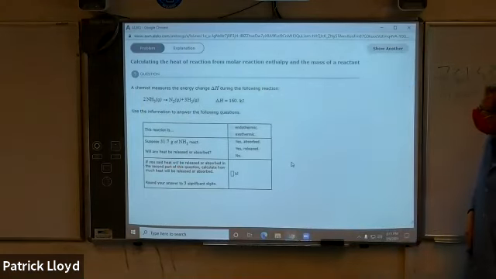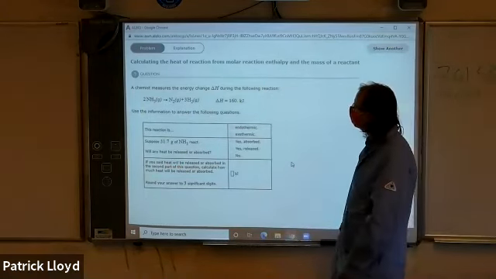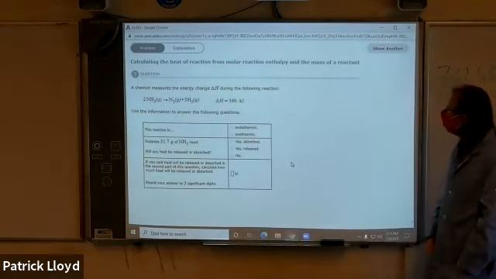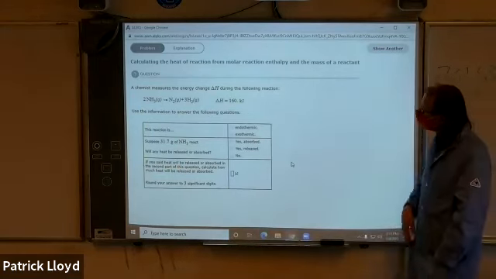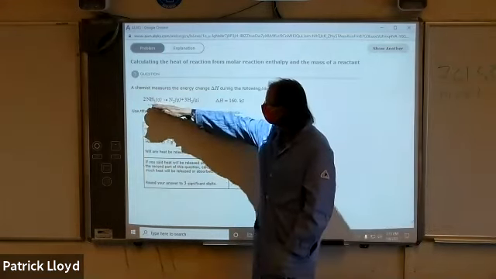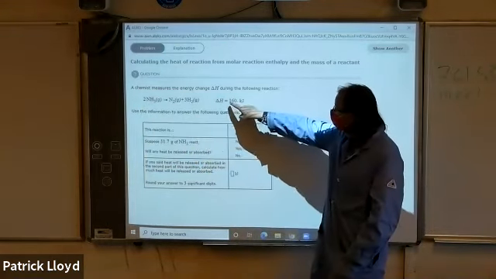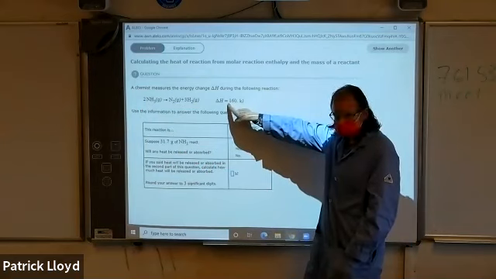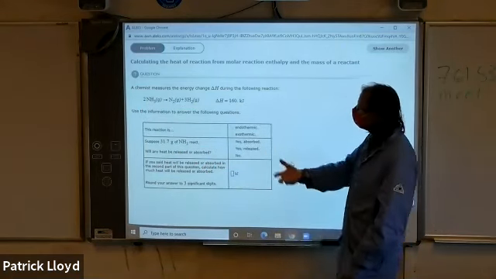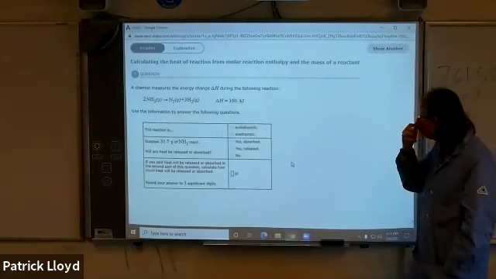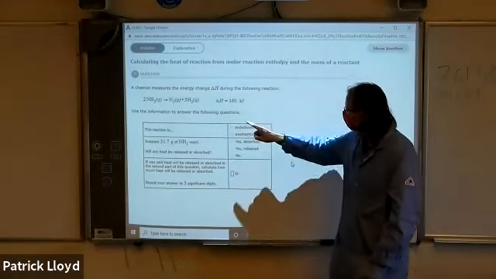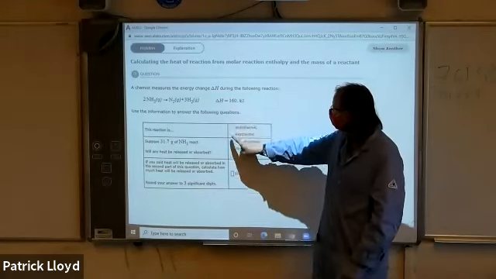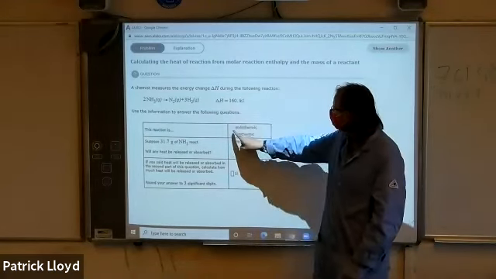All right. A chemist measures the enthalpy change or the energy change delta H during the following reactions. So they give us the balanced equation, and then they give us delta H. So this is an endothermic process. Okay, so it's absorbing heat. Is it endothermic or exothermic? That's simple. If it's positive, it's endo. So we've got that one already. And then suppose 31.7 grams of ammonia react.